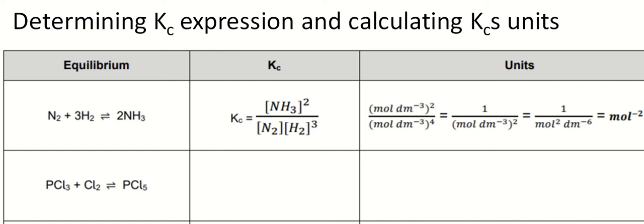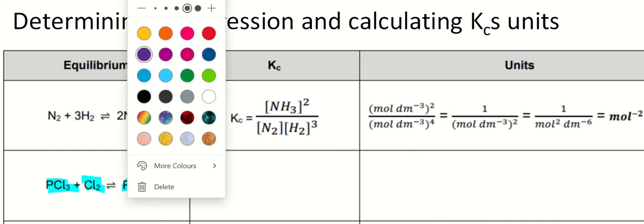The top example is already in your sheet, and you can see the result there, but I'll just go through this PCl3 going to PCl5 one. So you've got an equilibrium, PCl5 is formed, just 1 mole of it, PCl3 and Cl2 react together to form it. 1 mole of each, so this could be quite an easy KC.